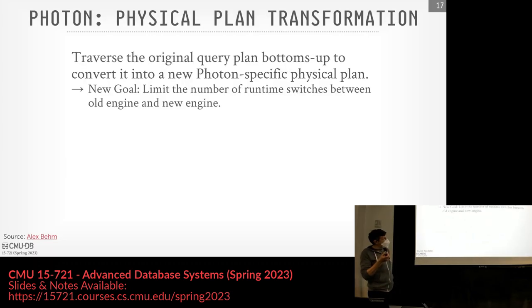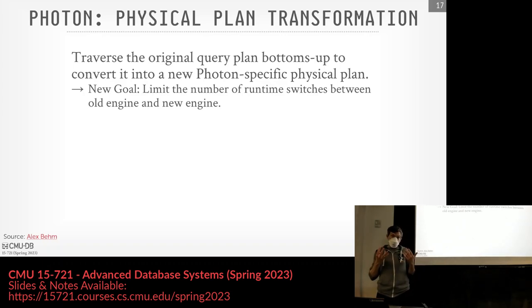All right, so the physical-to-physical transformation. The idea here is that they want to traverse the query plan from the bottom up and figure out what portions could be moved into a Photon plan. The thing they have to be mindful of is the amount of back and forth between Java world and C++ world, because the Spark SQL engine is row-based and the Photon engine is columnar, so you have to pivot and convert things as you go back and forth. You don't want to do that over and over again, because you'll be spending most of your time on that transformation rather than actually processing the query.